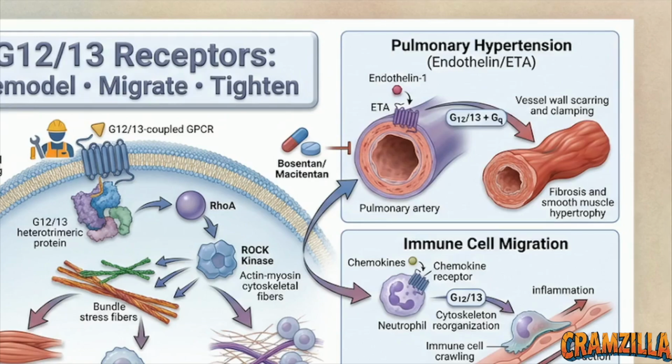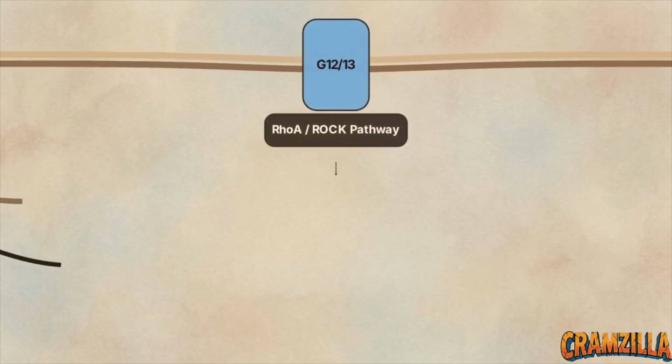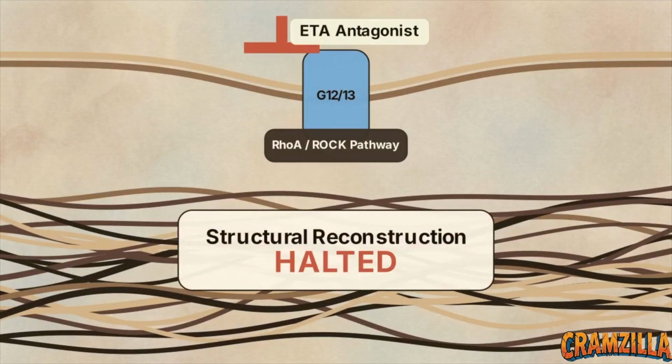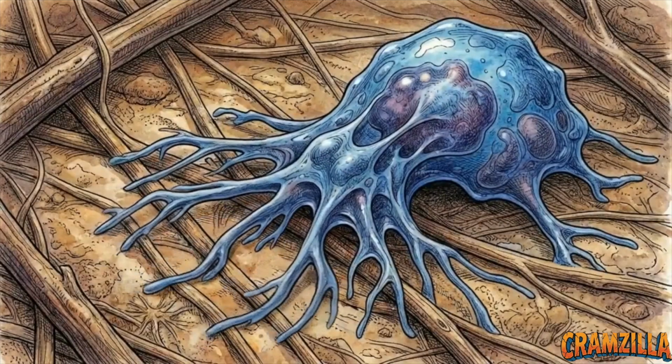Panning to the pulmonary system, we find the endothelin-1 molecule binding to the ETA receptor. ETA receptors deploy a dual G12-13 and Gq pathway. This combined signal drives severe scarring, clamping, and smooth muscle hypertrophy, heavily restricting the pulmonary arteries. Drugs like bosentan and macitentan are critical in pulmonary hypertension because they explicitly block this exact remodeling sequence. Treating severe vascular conditions requires halting the structural reconstruction of the vessel wall driven by G12-13. Simple vasorelaxation is insufficient.